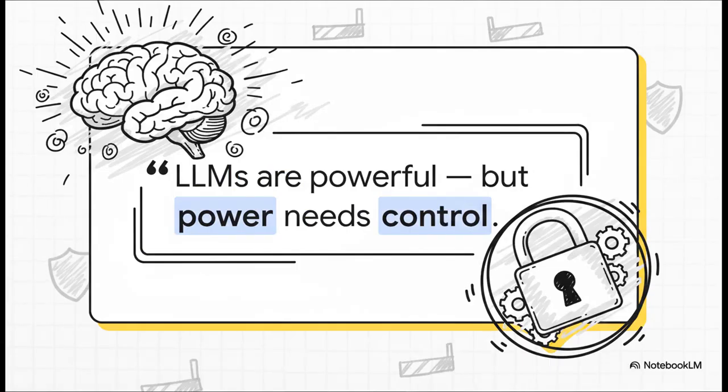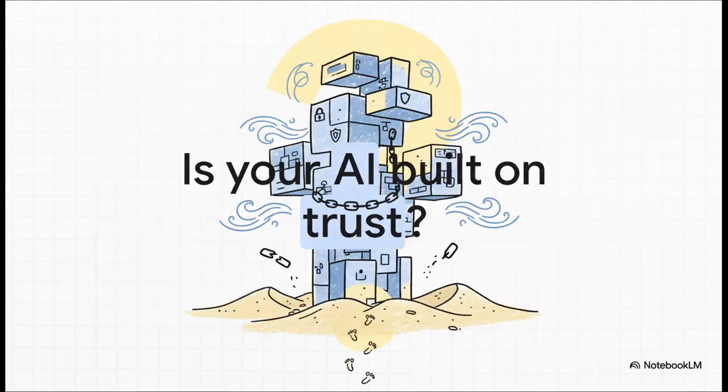Which brings us to our final and most critical takeaway. It's simple. LLMs are incredibly powerful, but all that power needs control. And the responsibility for that control lies squarely with you, the developers who are building with them. So, as you go back to building, just keep asking yourself this one question: is my AI built on trust? Because in this new world, performance and accuracy mean absolutely nothing without it. Without trust, even the most advanced AI is just a house of cards built on sand.